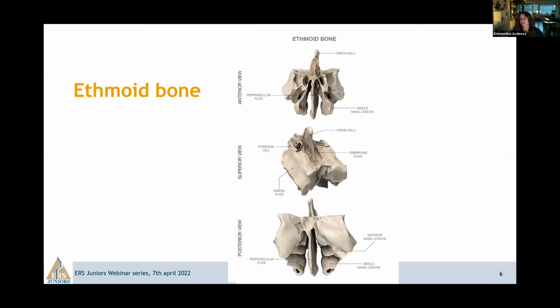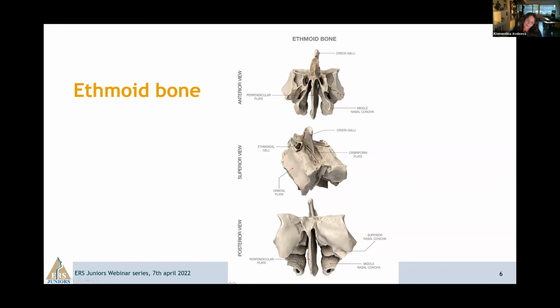Most of the structures of the lateral nasal wall are formed by ethmoid bone, which has crista galli intracranially, and which separates intracranial contents from intranasal contents by cribriform plates, which is called cribriform because of small holes that are created by fibers of the first cranial nerve that penetrates the skull base. Then there are two ethmoid labyrinths on each side and a perpendicular plate that forms the superior part of the nasal septum.